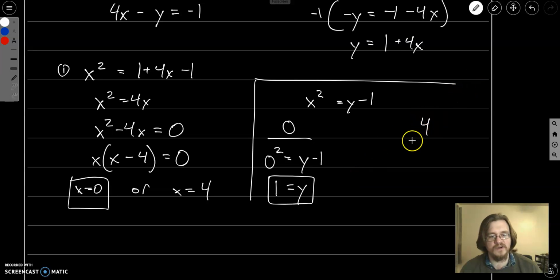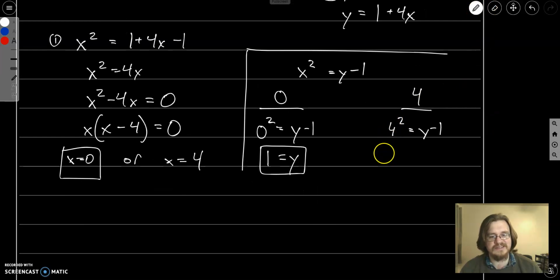Let's plug in 4 for x, which is our other solution. So if I plug 4 in for x, I get 4 squared is equal to y minus 1. I know that 4 squared is 16, and then I'll add 1 to both sides. So y has to be 17.